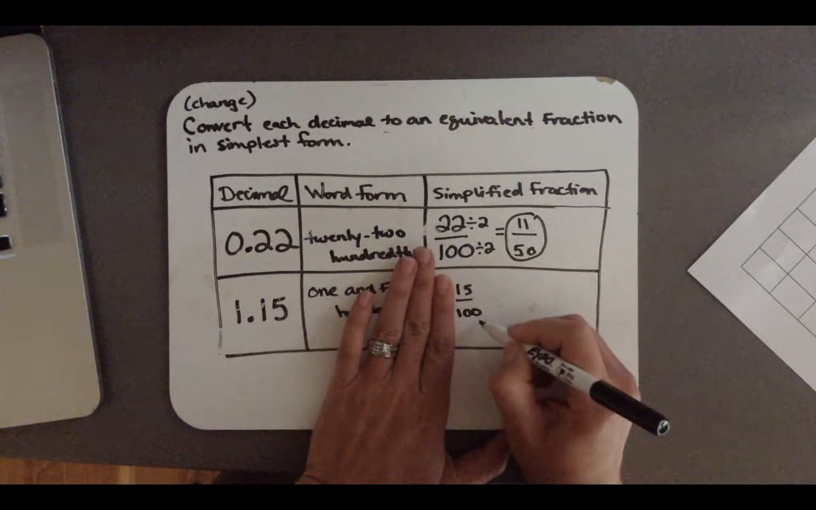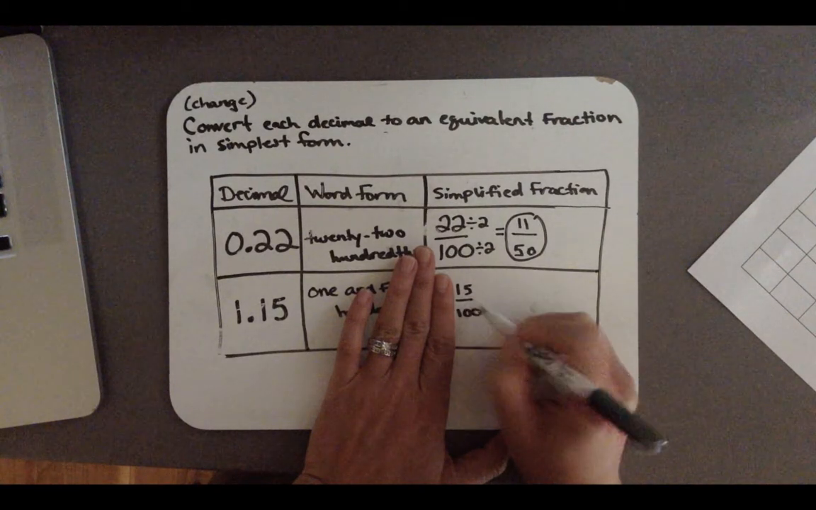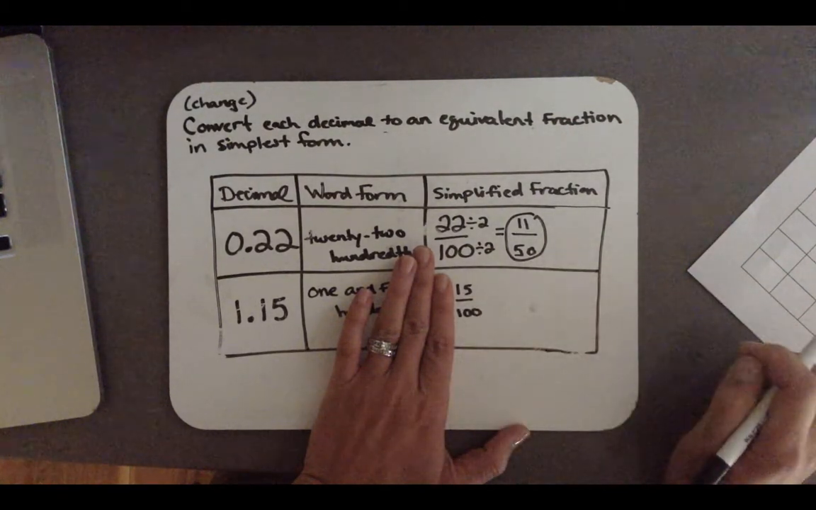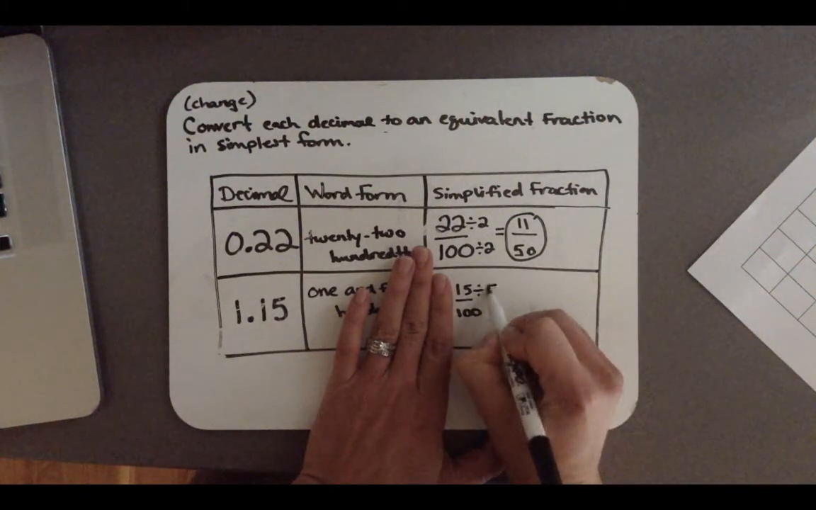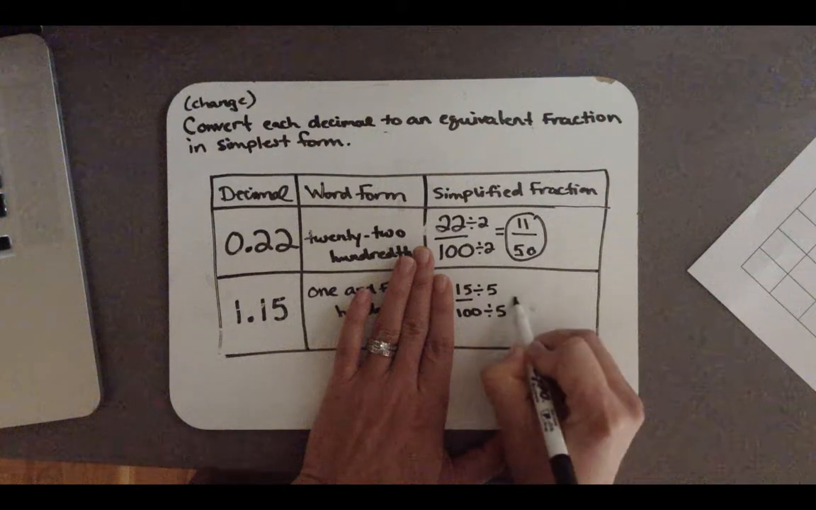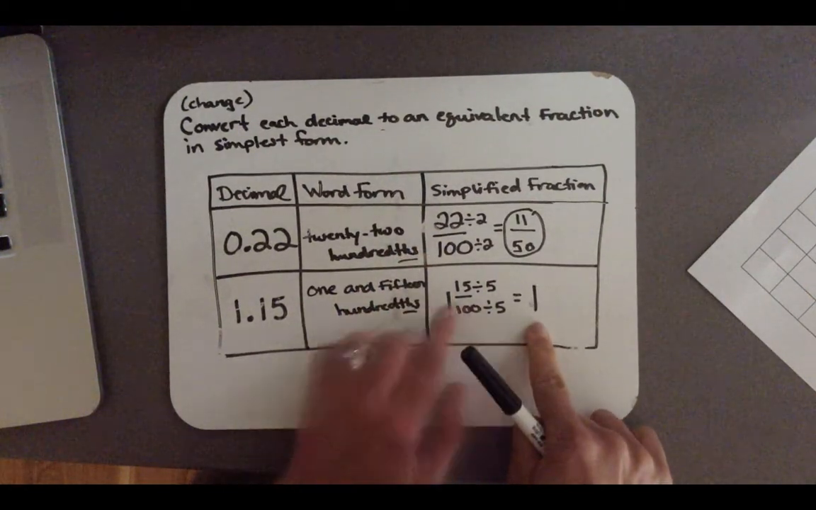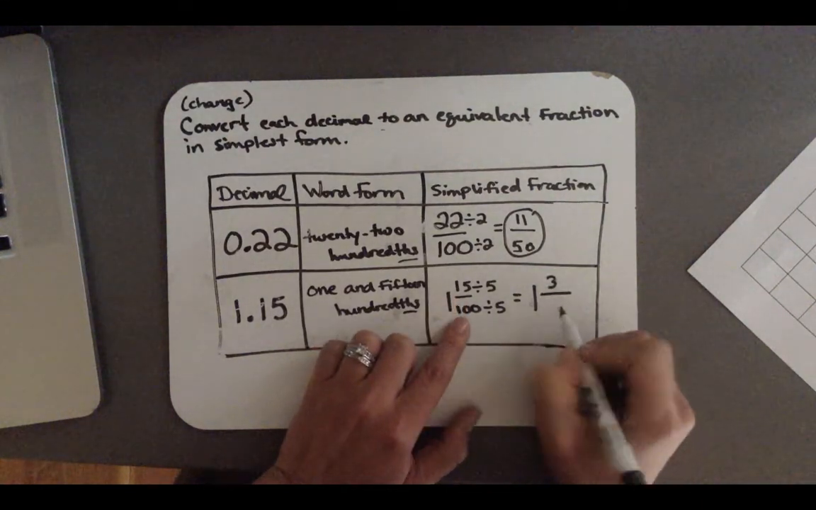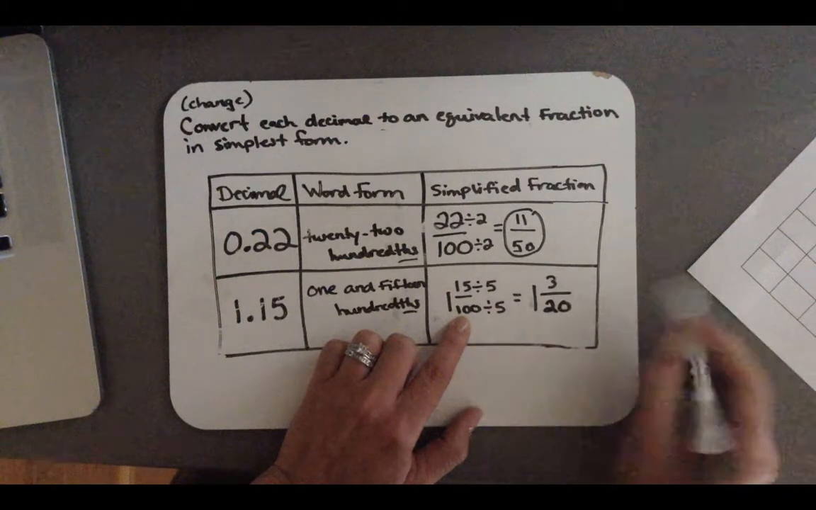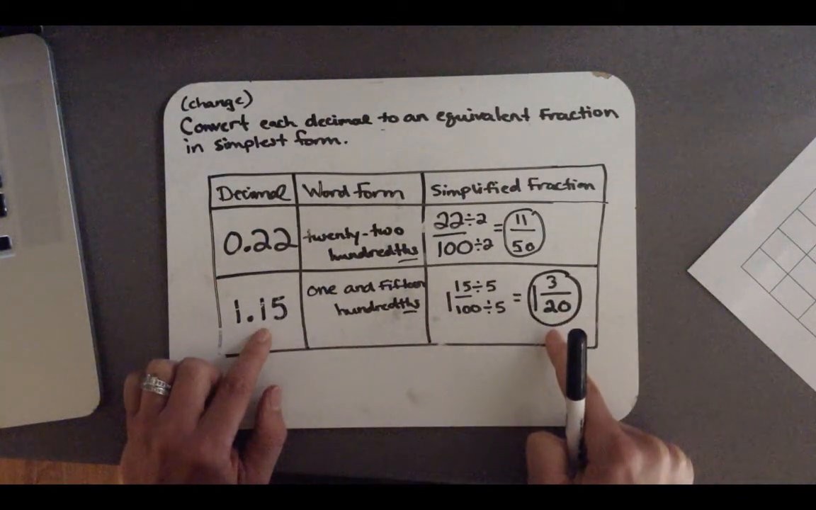Do 15 and 100 share a factor outside of 1? You bet they do. This one ends in a 5, this one ends in a 0. Remember your divisibility rule for 5? Has to end in a 5 or a 0. So I can divide both of these by 5. That leaves me with my whole number, which is still 1, and 15 divided by 5 is 3. 100 divided by 5 is 20. So 1 and 3/20 has the exact same value as this decimal.